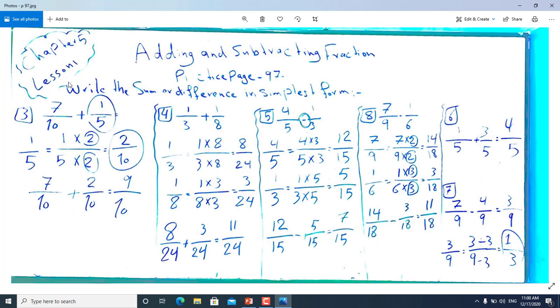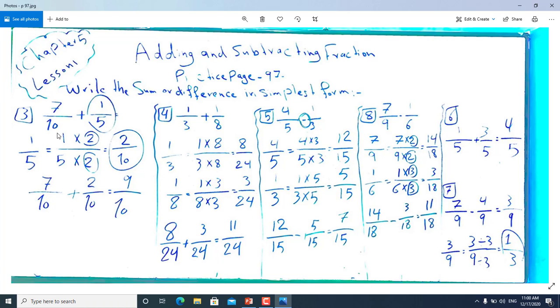Let's solve some practice on page 97. It's about adding and subtracting. Write the sum or difference in simplest form. From 3 we have 7 over 10 plus 1 over 5. We make them the same denominator.